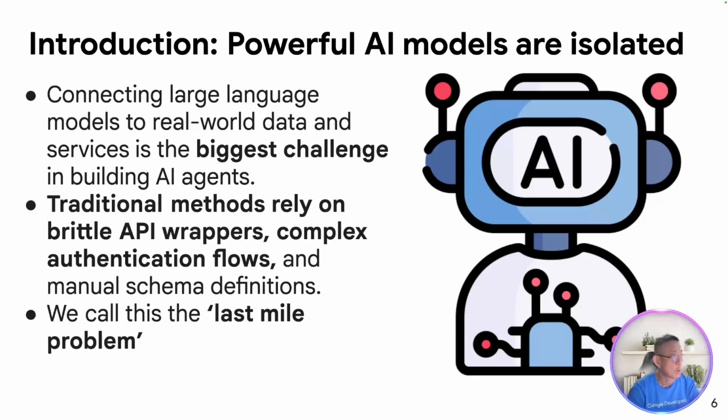Okay, so the traditional way to connect them is using an API wrapper. But an API wrapper is very complex because it's not easy to build, and it also has a very complicated authentication flow. So this is the common problem that people call the last mile problem. How do we connect the AI model to the outside world data?